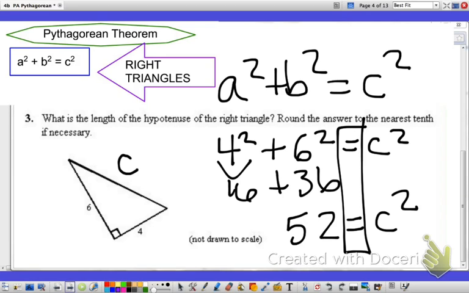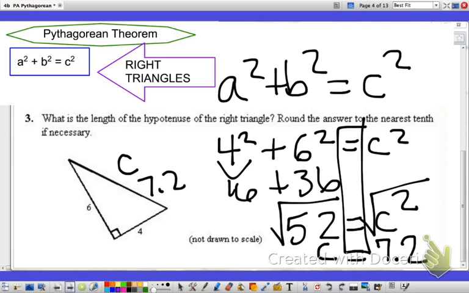But wait, we don't want C squared. We want just C. So, using your calculator, find the square root of 52 and round to the nearest tenth. So we're square rooting both sides like this. C squared, the square root of it would be C, and the square root of 52, rounded to the tenth, is 7.2. So the hypotenuse is 7.2, 7 2/10.